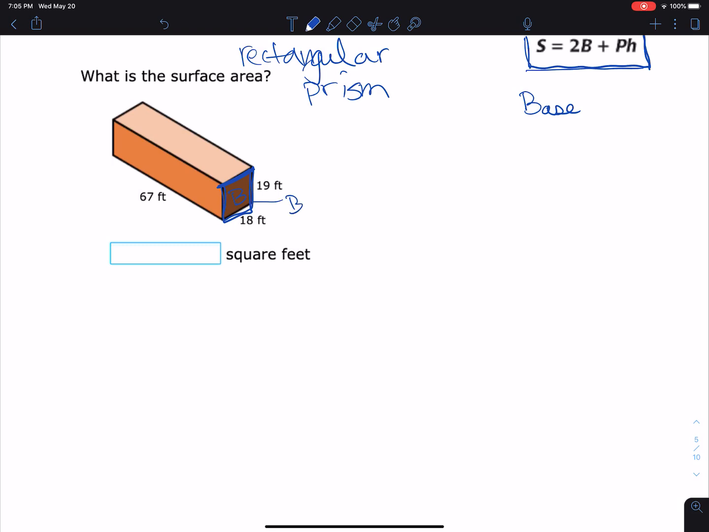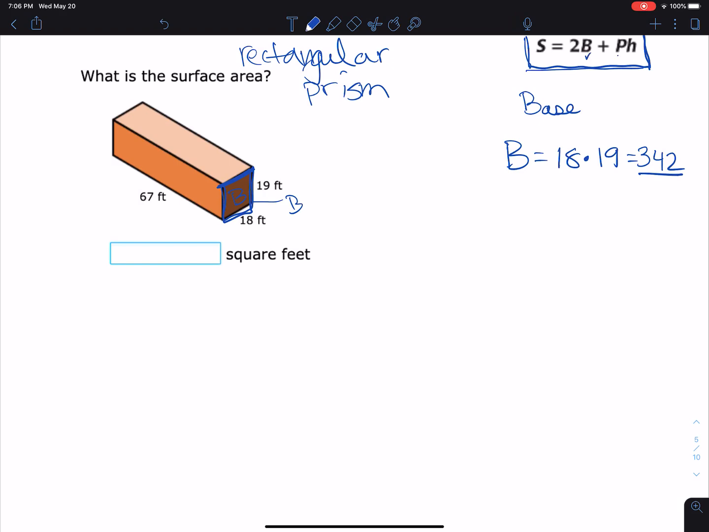So what I'm now going to find is each letter, and once I find each letter, I simply plug it in. So my big B stands for area of base, so that would be 18 times 19. So 18 times 19 is 342. That's my big B. Now I'm going to put a little check mark.